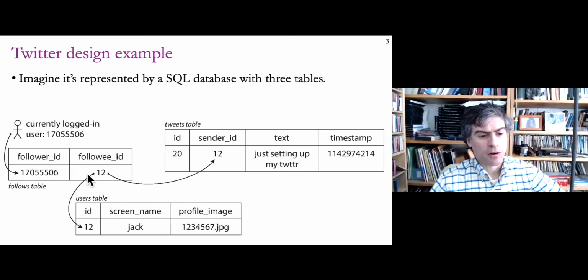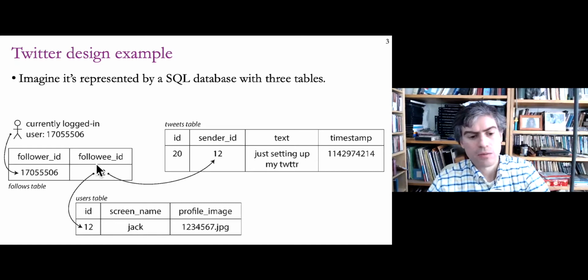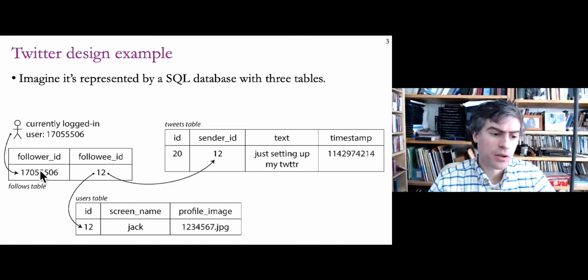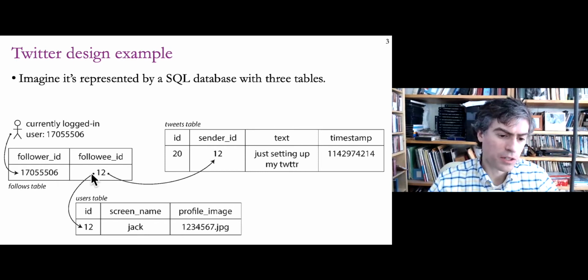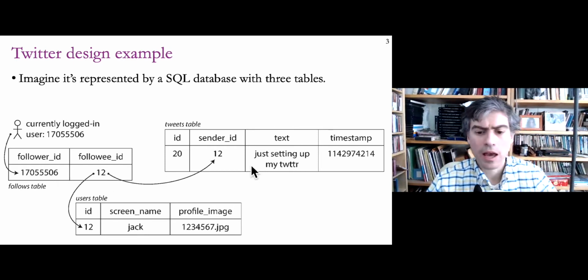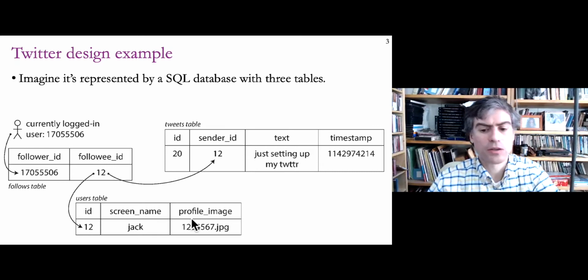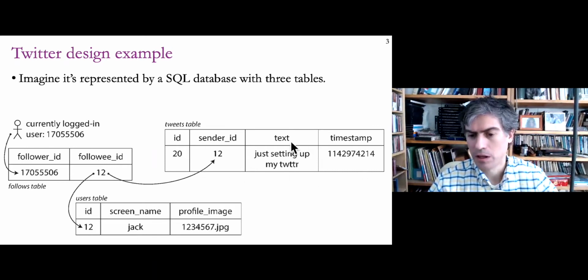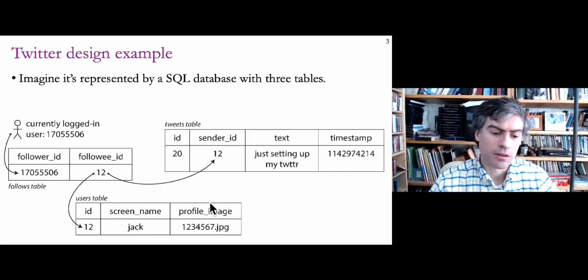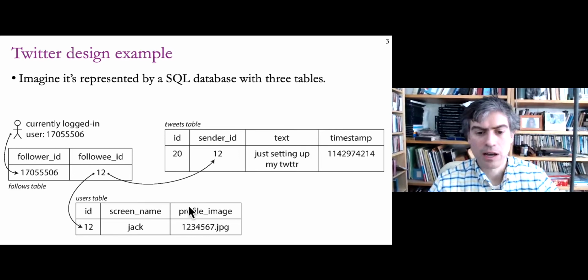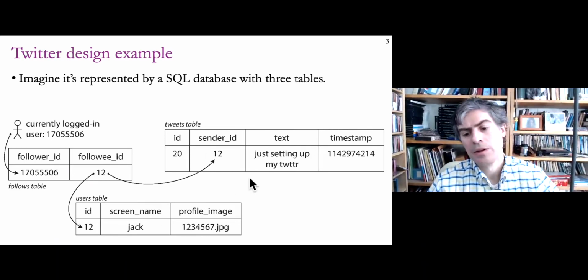Every user has lots of followers, so because there's a many-to-one relationship, we have to have a separate table for those followers. And here's an example of a follower who's following Jack. And then when Jack tweets, his tweets are added to this tweet table, like this. Again, there's also a many-to-one relationship here. Every user has lots of tweets, so you need to have tweets in a separate table than users.